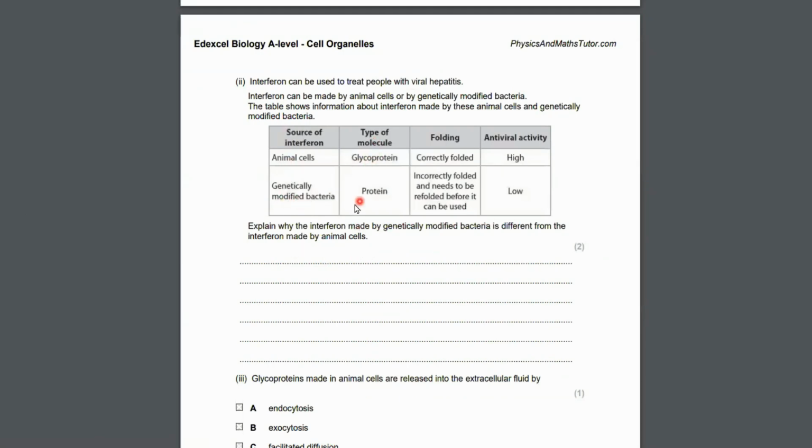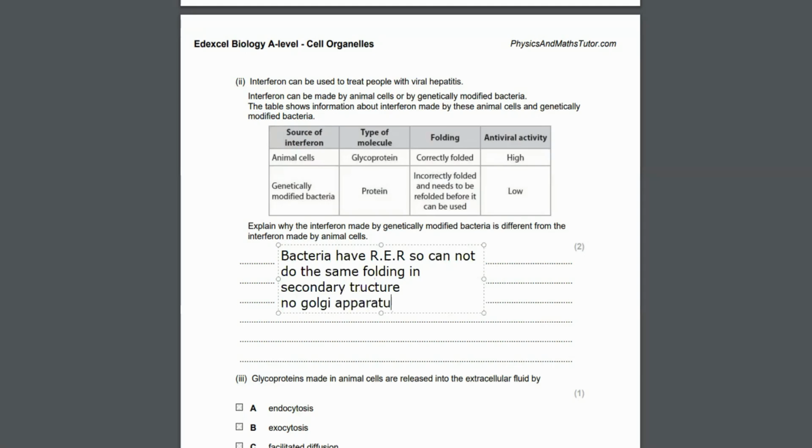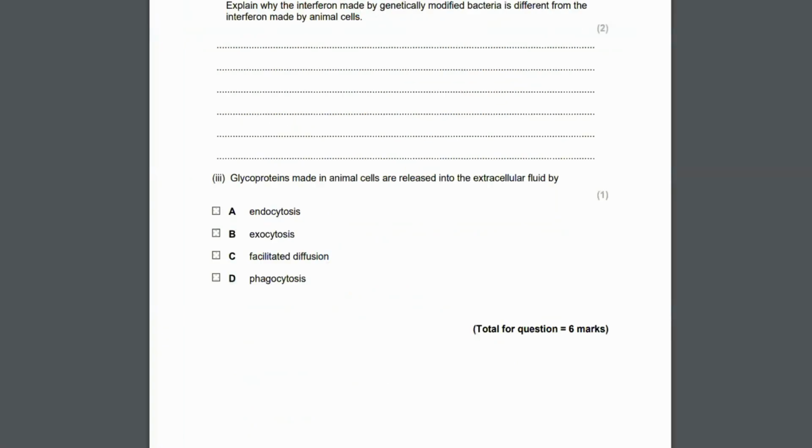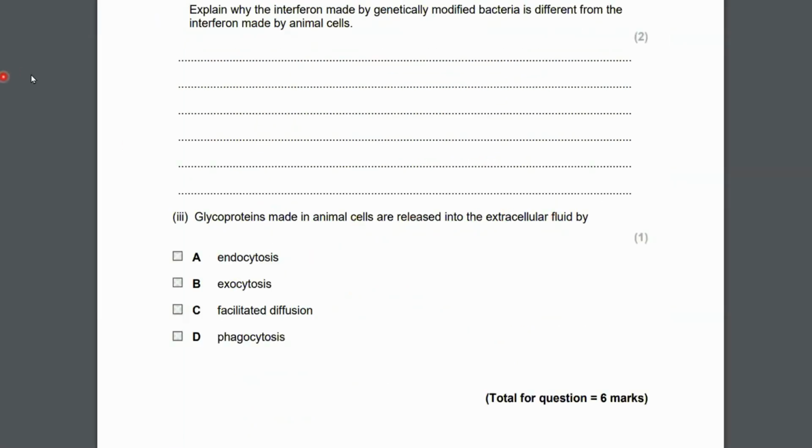Right, here's the answer. Explain why interferon made by genetically modified bacteria is different from interferon made by animal cells. So think about interferon, it's a protein, right? So what's the difference in the construction of proteins when they're made in a bacteria compared to when they're made in a eukaryotic organism? Well, bacteria don't have an RER, so they're not going to have the same level of folding and tertiary, secondary, and all of that business structures that we have in eukaryotic proteins. They also don't have Golgi apparatus for modifying the proteins, so they can't modify and package proteins in the same way as eukaryotic cells. So they're the two big differences between how bacteria and how eukaryotes make protein.